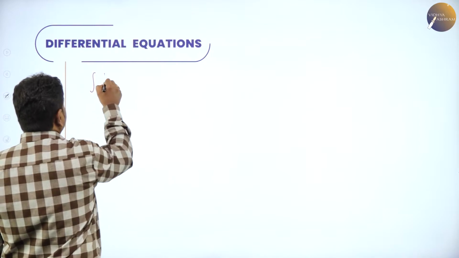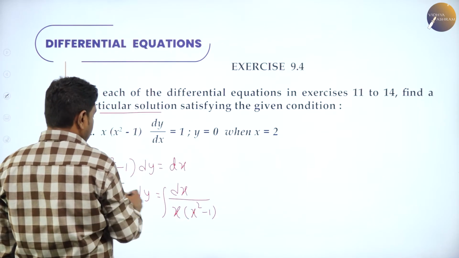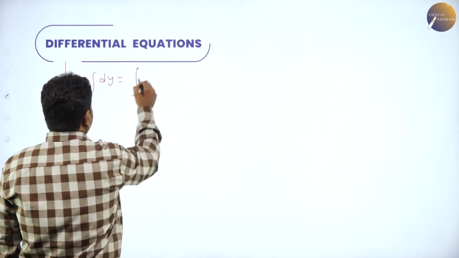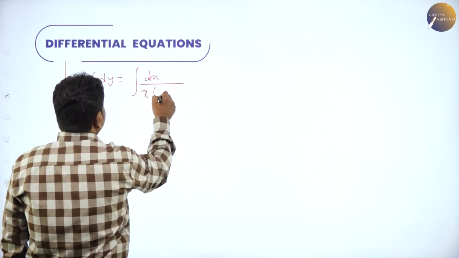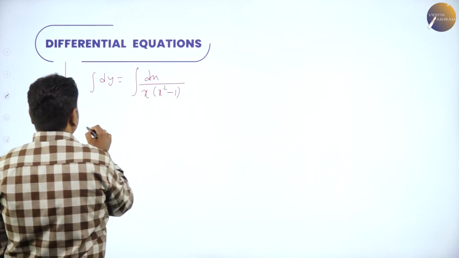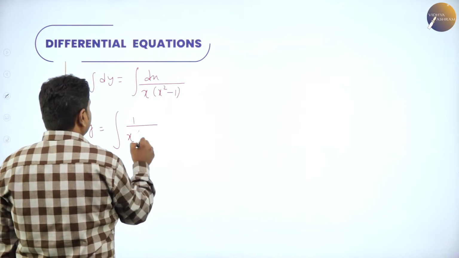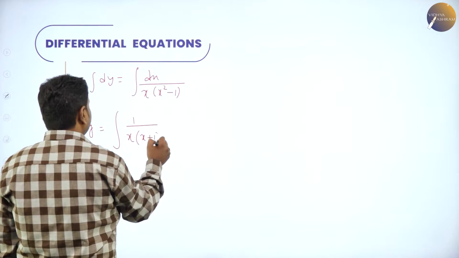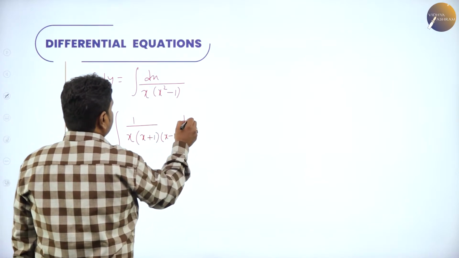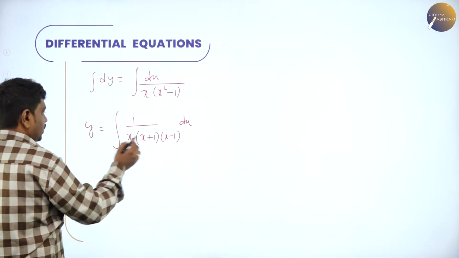RHS integration of dy is LHS. RHS is integration of dx divided by x square minus 1. So we can do this by partial fraction method. This is y. Integration of, I can write 1 by x into x square minus 1. Can you write it as x plus 1 into x minus 1 dx? One of the methods.